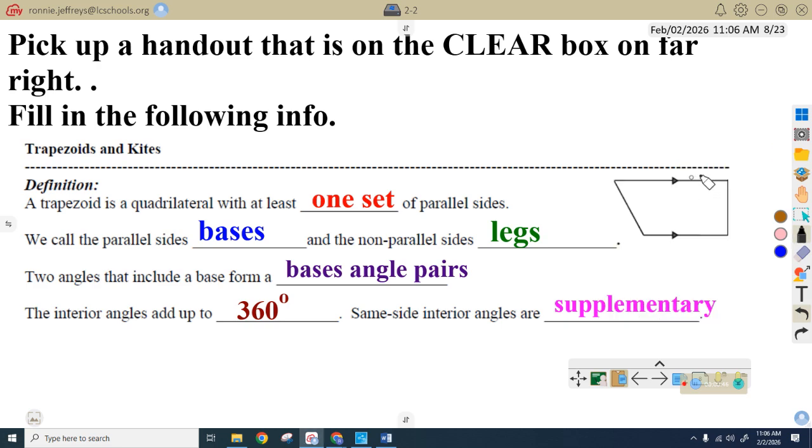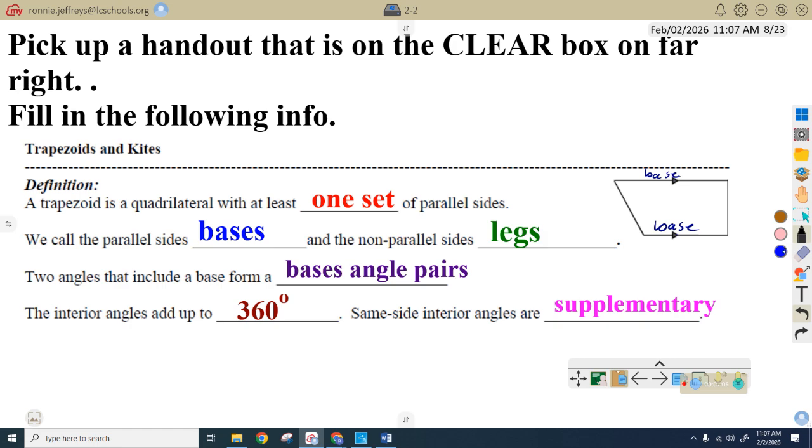you know, you got to be careful because like Admiral Akbar said, it's a trap. So it's one set of parallel lines. These two are going to be parallel. These are going to be called your bases. And the non-parallel are the legs.